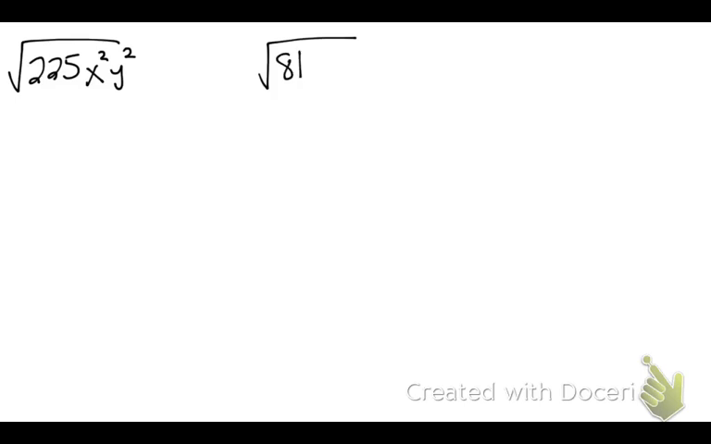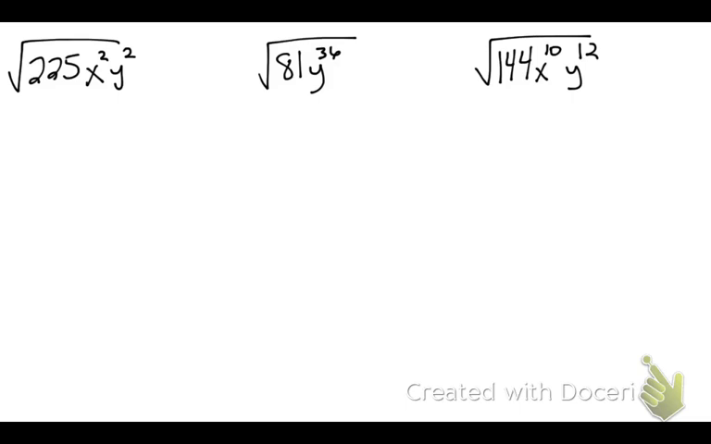Why don't you try a couple? First, I'll have you start with the square root of 225 x squared y squared. Then I'd like you to try the square root of 81y to the 36th. Finally, I'd like you to do the square root of 144 x to the 10th y to the 12th. Hit pause and give it a shot.